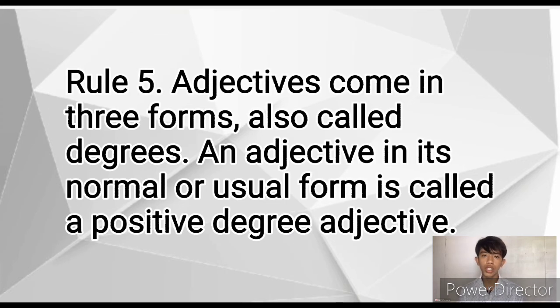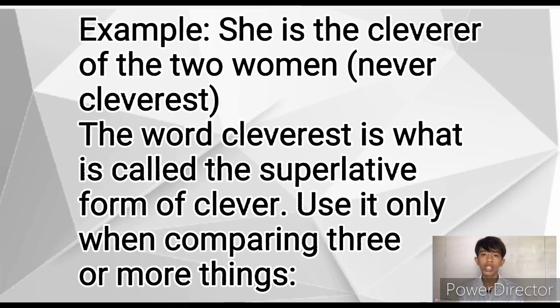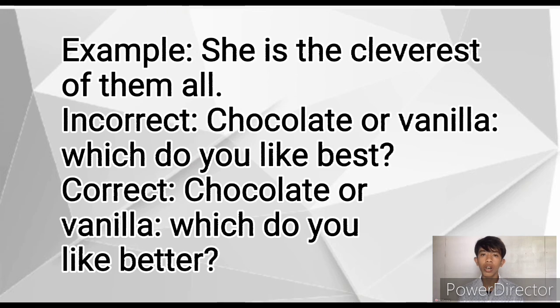Rule number 5. Adjectives come in three forms, also called degrees. An adjective in its normal or usual form is called a positive degree adjective. There are also the comparative and superlative degrees, which are used for comparison. Example, she is the cleverer of the two women, never cleverest. The word cleverest is what is called the superlative form of clever. Use it only when comparing three or more things. Example, she is the cleverest of them all.